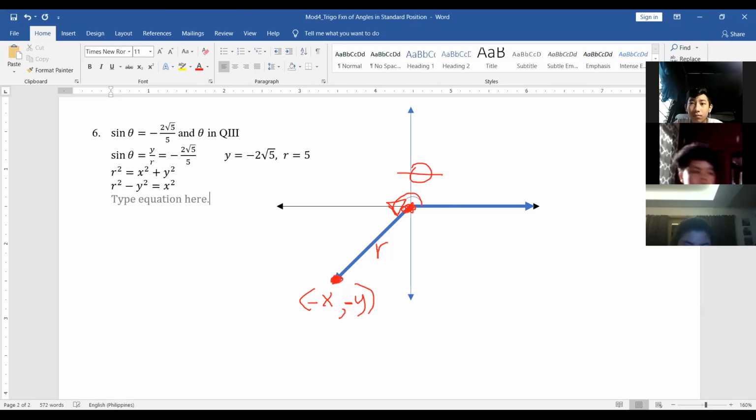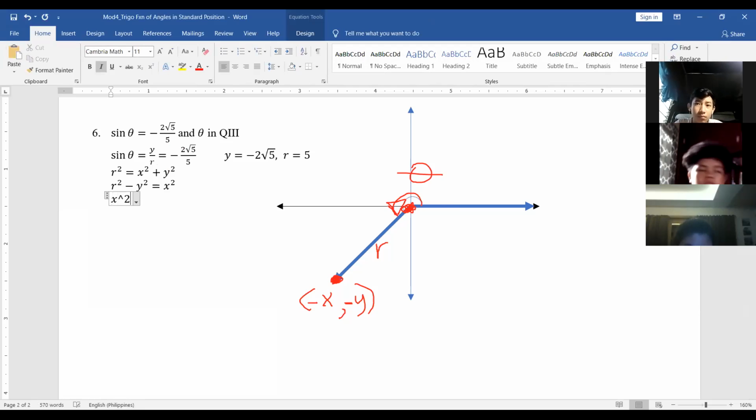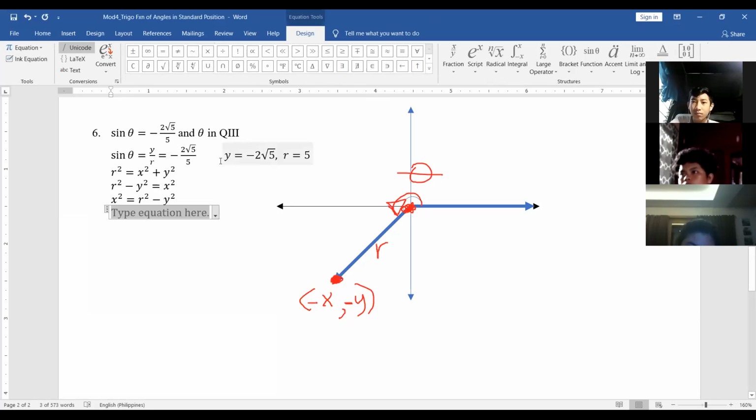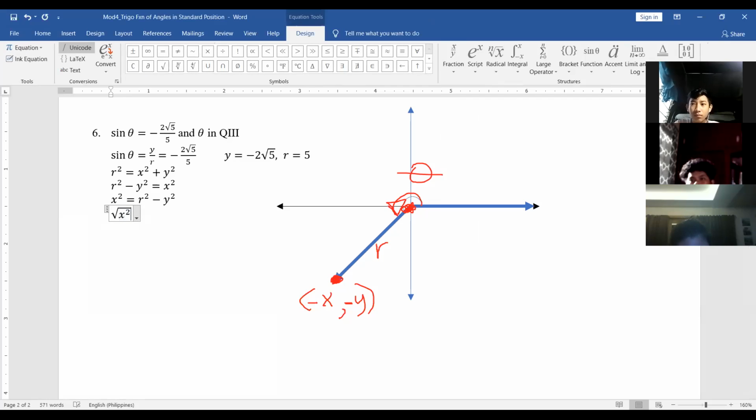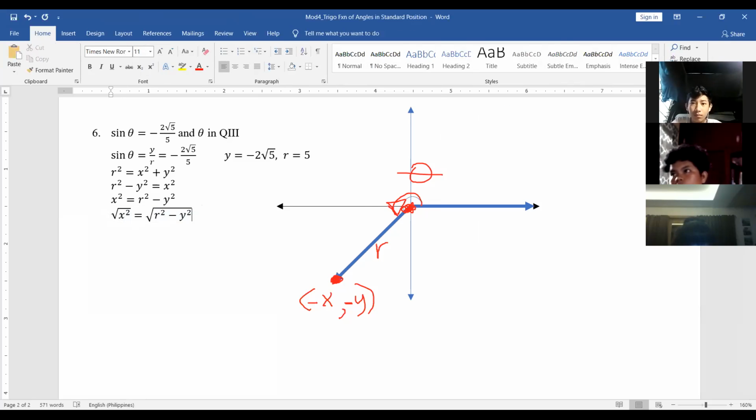Let me rewrite the expression by writing on the right side x squared and on the left side r squared minus y squared. I just switched them, class. I did nothing else. That is the symmetric property of equality in math. Then, let's try to apply the square root of x squared. And in both sides, we will apply the square root as well. So here, the square root of r squared minus y squared. Sir, why do you have a square root, sir?